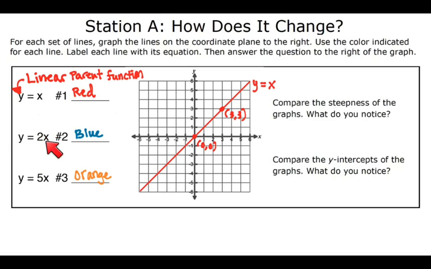Then we're going to go back and get 2 points for the line y equals 2x, and we need to also get 2 points for the line y equals 5x as well. We want the y equals 2x line to be in blue, and we want the line y equals 5x to be in orange. Now your colors might be different, which is fine, but I'm just using red, blue, and orange.